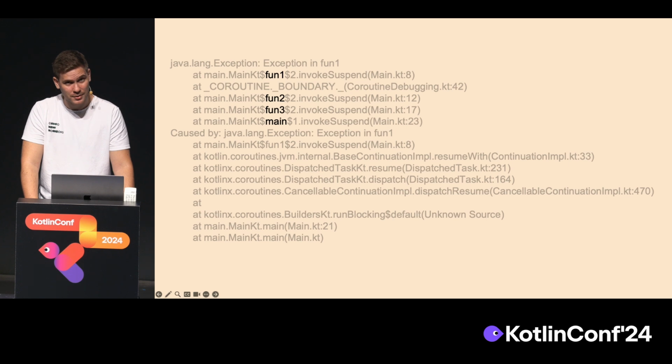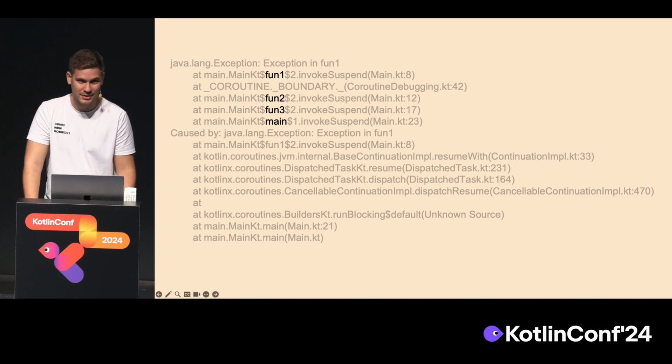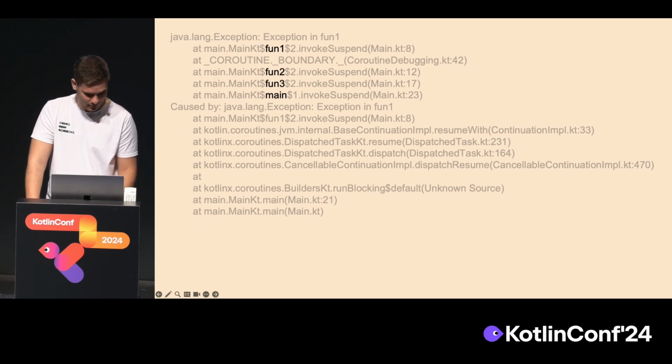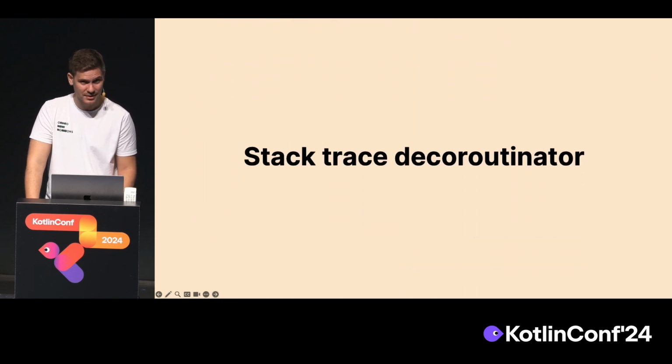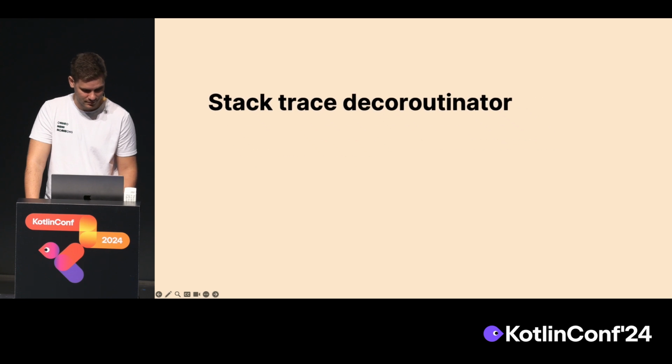But what if I don't want to wrap every exception throwing function in a coroutine scope? Or even worse, what if I'm using a library that uses Kotlin Coroutines and the library throws an exception and I can't understand its stack trace? Well, there is a tool for that. It's called stack trace decoutinator.